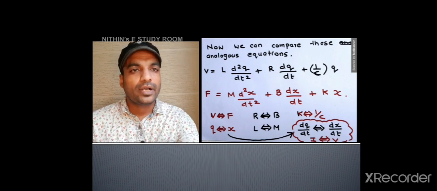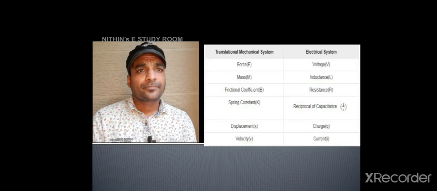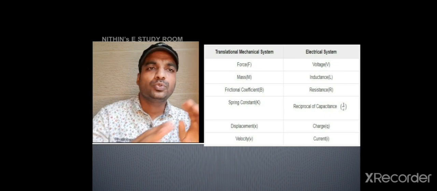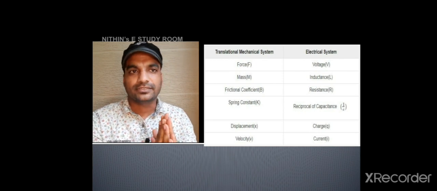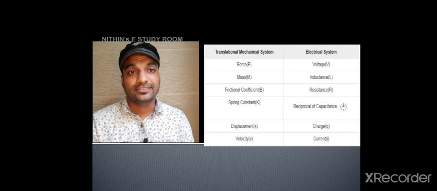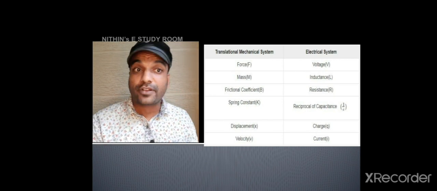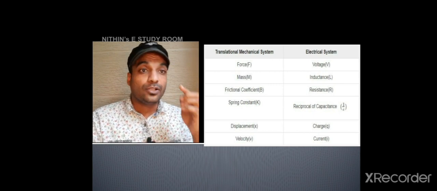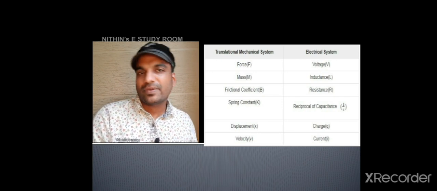Okay. So I am bringing all the conclusions into a single slide. In the translational system, force is analogous to voltage in the electrical system. Mass is analogous to inductance in the electrical system. Frictional coefficient B is analogous to resistance in the electrical system. Spring constant K is analogous to the reciprocal of capacitance, that is 1 by C. And displacement X is analogous to charge, and velocity is analogous to current.